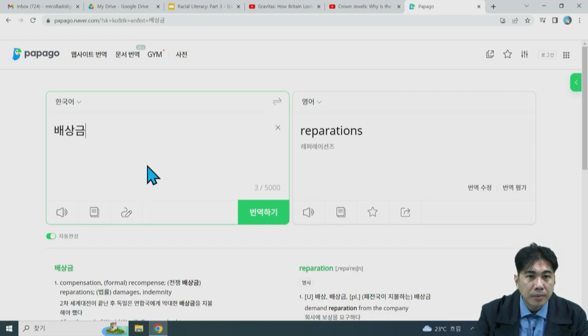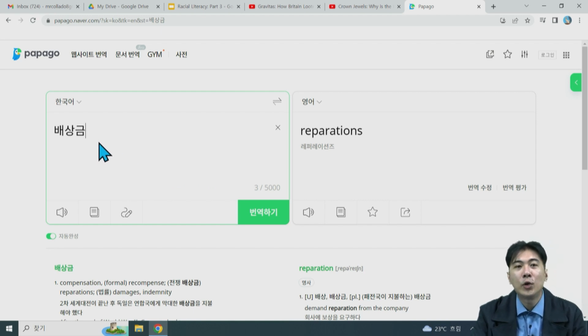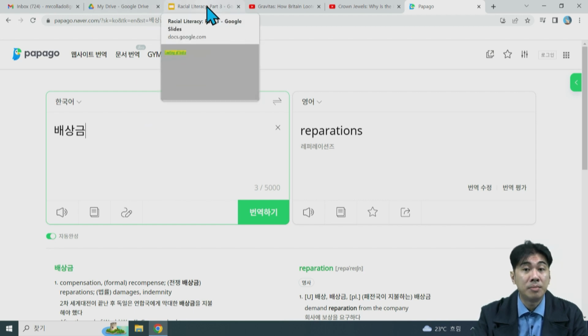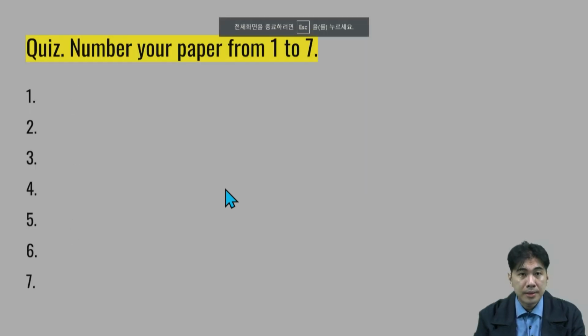Reparations, 배상금. A new vocabulary word, okay? So the question is, does the UK owe India reparations, or 배상금, right? That is the question, because they stole so much money, okay? And India became poor. Anyway, let's go over these again.